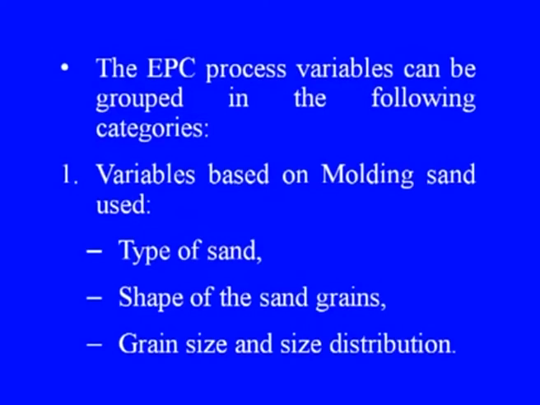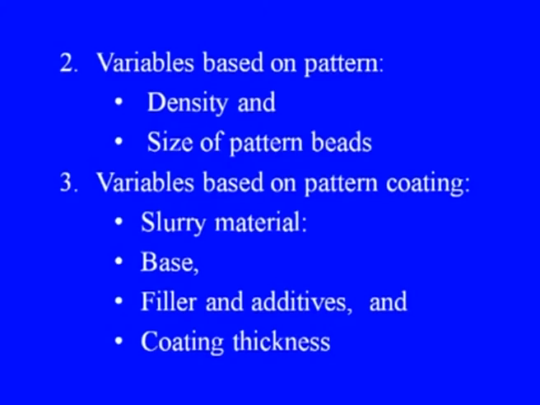The EPC process variables can be grouped in the following categories. Number 1, variables based on molding sand used. These are type of sand, shape of the sand grains, grain size and size distribution. Number 2, variables based on pattern. They are density and size of pattern beads. Number 3, variables based on pattern coating.